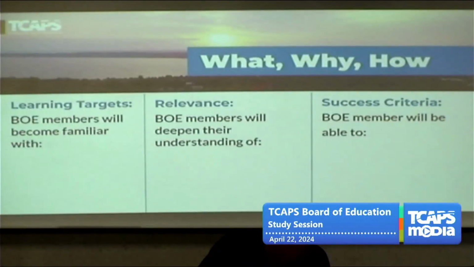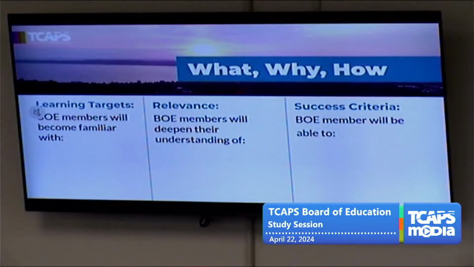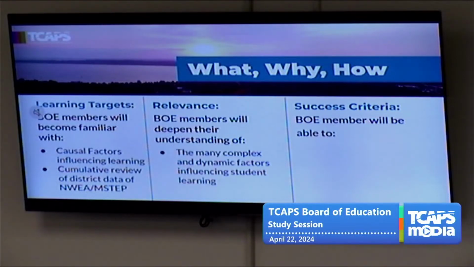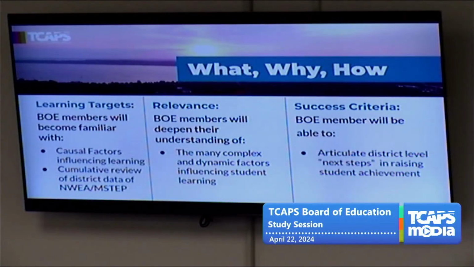So, like a good explicit instruction lesson, this wraps up this piece of it. And if you think about at the start, our learning targets were to introduce you or to help you become familiar with what are the causal factors that we focus on as a district, and also to review that district level data of NWEA so that you would be able to understand the many complex and dynamic factors that influence student learning. And if you were in a classroom, this would be your check.